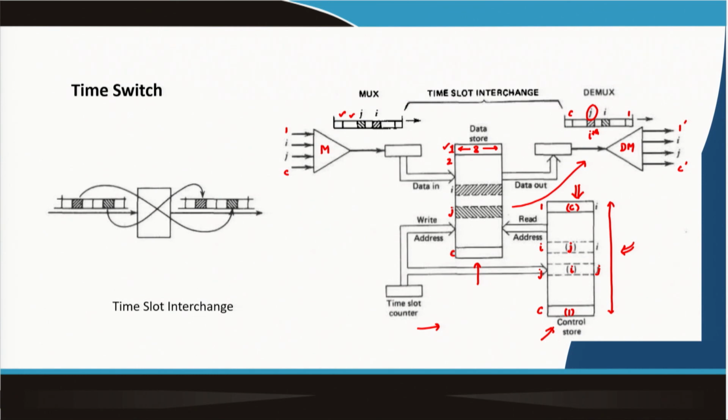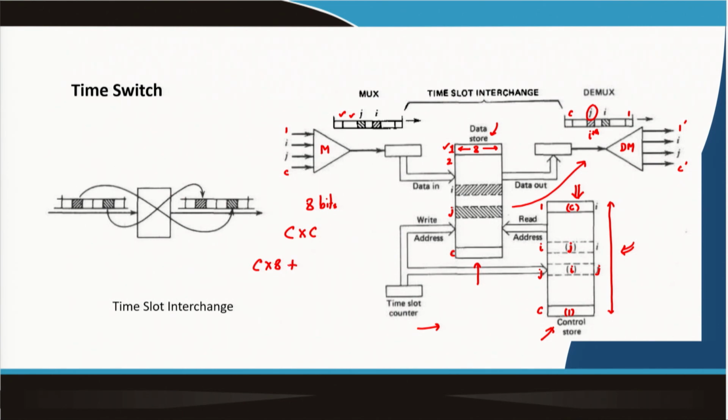So, as you can see, if I have C things multiplexed, and if I wish to actually construct a C cross C switch, and each one of them is multiplexed with an 8-bit PCM encoded voice signal, then how much storage for data do I require? So, C places of 8-bit. So, C into 8, that many bits are required for data storage.